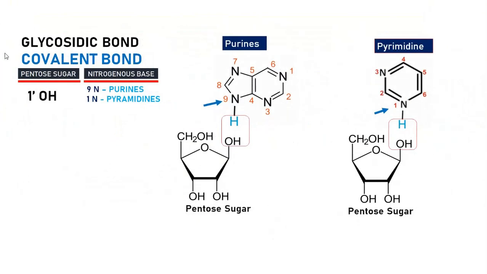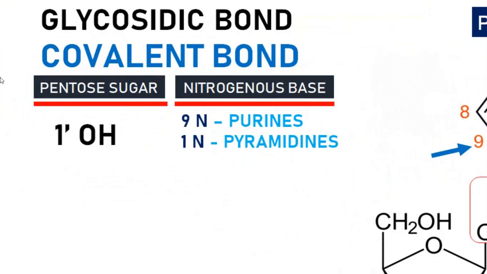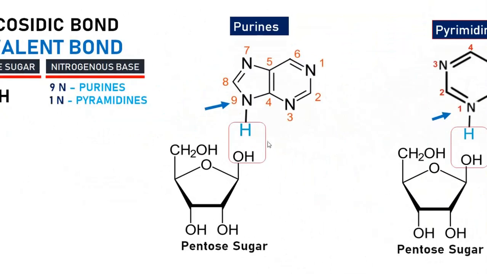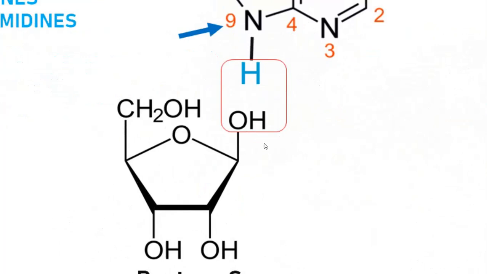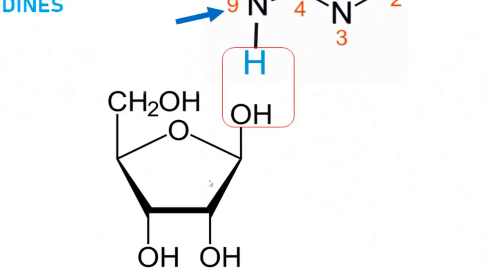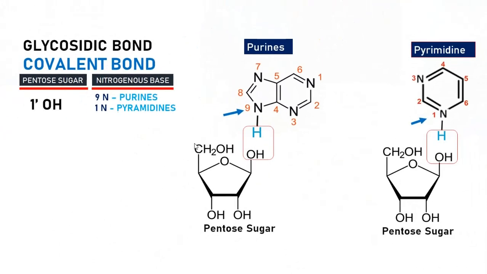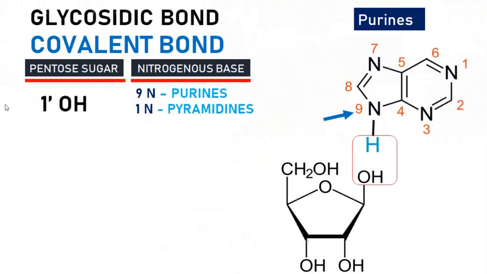Coming to the glycosidic bond, it's a covalent bond that is formed between the pentose sugar as well as the nitrogenous base. This is what we call the nitrogenous base here, and this is what we call the pentose sugar. Whatever the bond that is formed between the nitrogenous base and the pentose sugar, we call it the glycosidic bond. And what are the components involved in the formation of this bond? Now let us see.